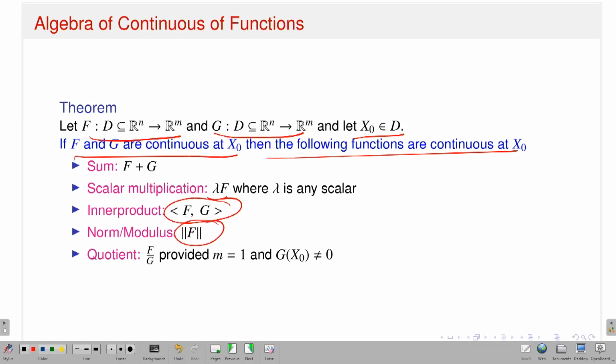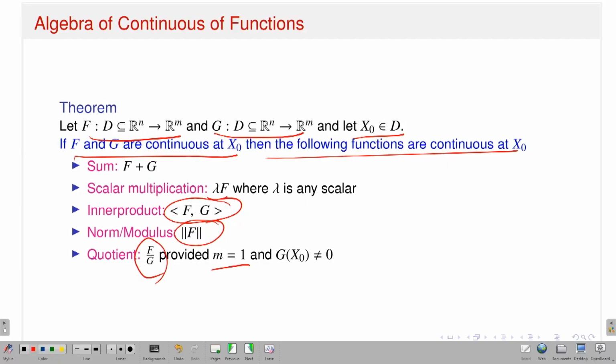In that way, you can prove the norm of f is continuous. If I take the function x goes to norm of f(x), this is also a continuous function. There are various ways to prove it: if f is a continuous function and the norm is a continuous function, then x goes to norm of f(x) is also continuous. The quotient is also a continuous function, provided the quotient makes sense, that means m is equal to 1 and g of x naught is non-zero. So the sum of two continuous functions, scalar multiples, norms, inner products, and quotients are the algebra of continuous functions. I have seen similar things in the case of limits as well.